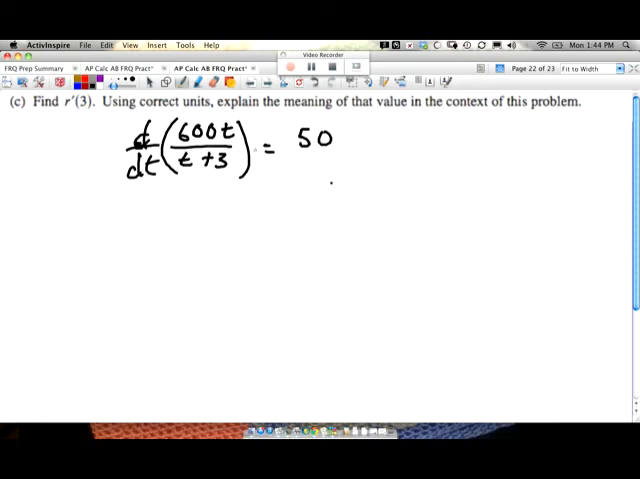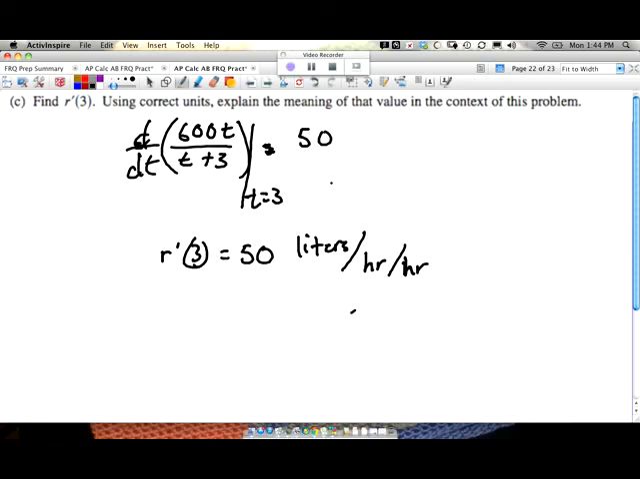And use correct units. So r prime of 3, at t equals 3, equals 50. And what is this? This is liters per hour per hour. Whenever you're taking the derivative of a derivative, your time duplicates here. It's like an acceleration, kind of.